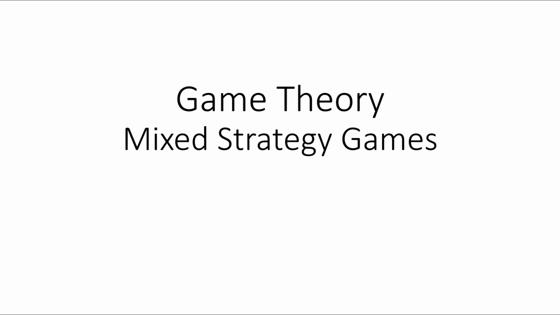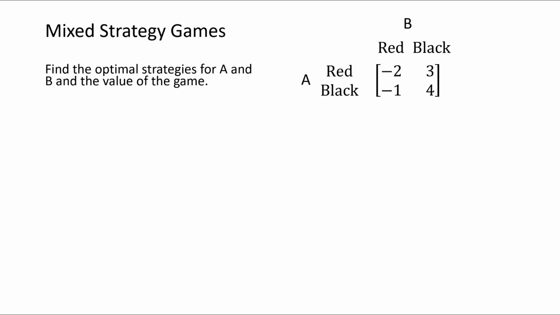So let's look at an example. In this example, we want to find the optimal strategies for A and B and the value of the game. And this is really the only thing we're going to do with mixed strategy games. Every single problem is going to be finding the optimal strategies for A and B and the value of the game. So the nice thing about this unit is it's really just one type of problem. The downside is there's quite a bit of algebra to get the answer, but once you get the process, it works the same every time.